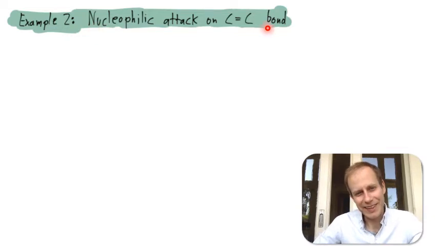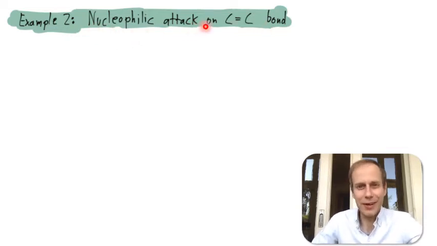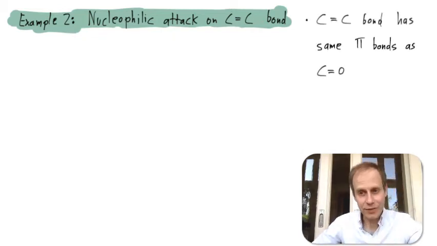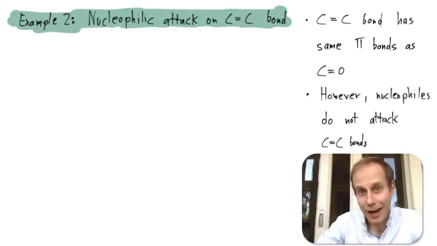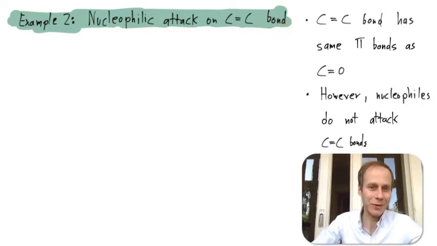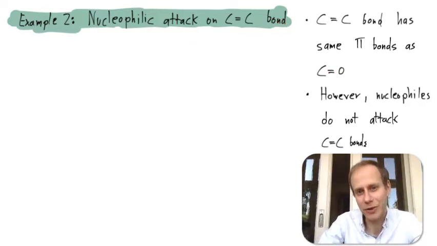So let's look at the second example, a nucleophilic attack on a C-C double bond. So in principle, a C-C double bond has the same pi bond as the CO double bond that we looked at before. However, nucleophiles do not attack C-C double bonds, unlike the CO double bond. So this is more of an anti-example, a reaction that usually does not take place. And we're discussing now why this reaction doesn't take place.